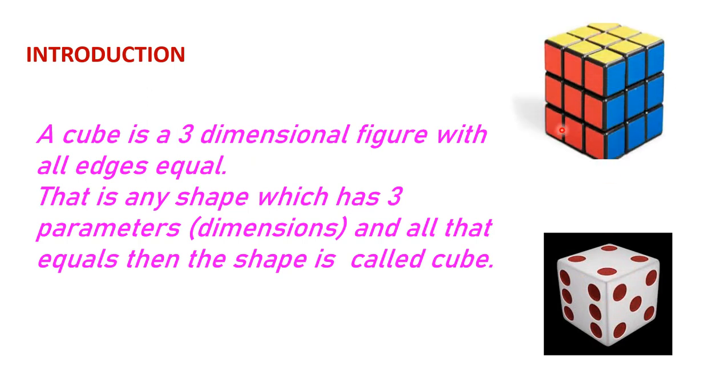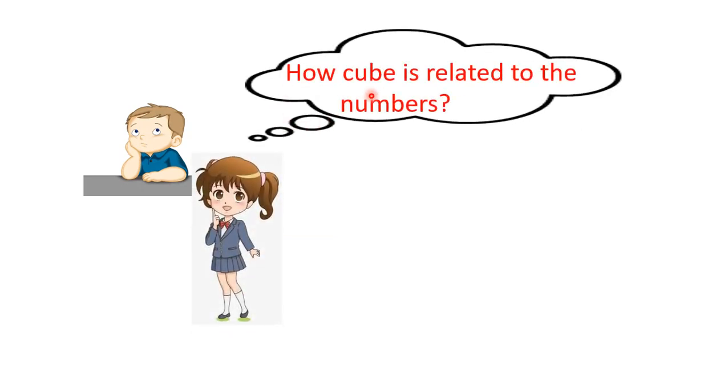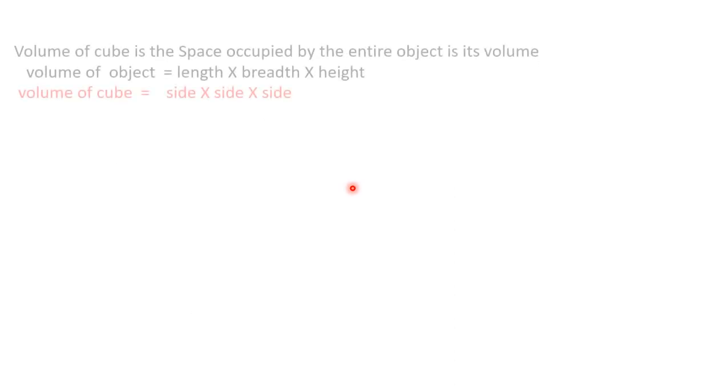Similarly, this is one more cube. This is called the Rubik's cube, and in this we arrange the same colors on a face. Now, what is the concept of this cube? This question arises in your mind: how is this cube related to numbers? So let's talk about this.